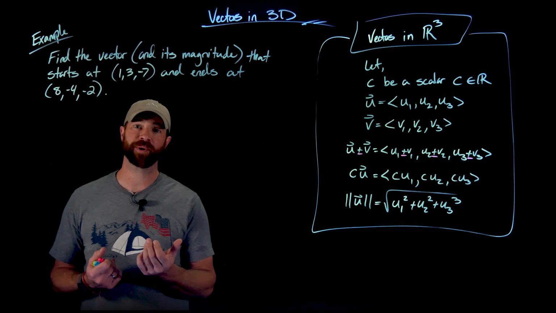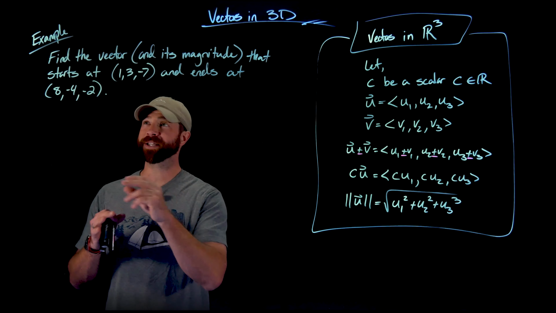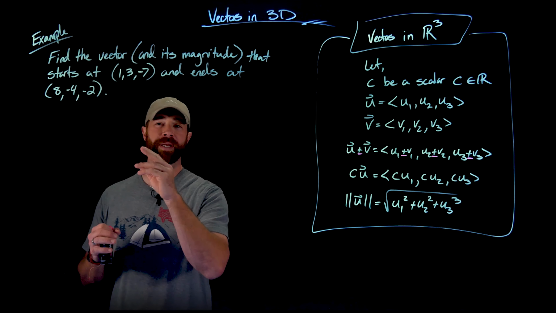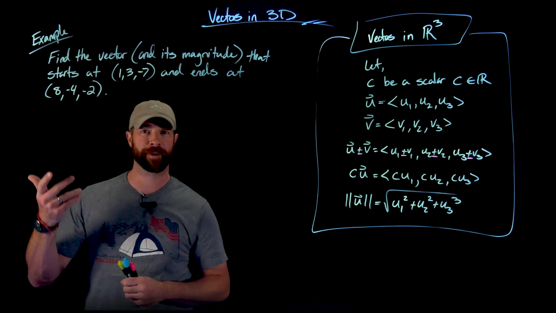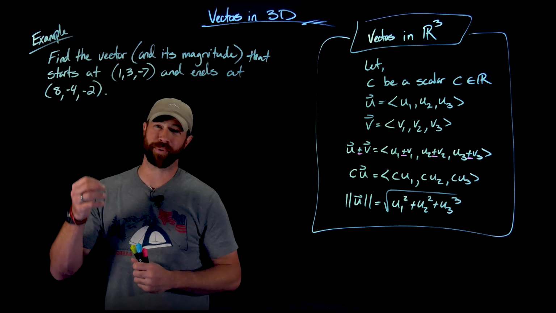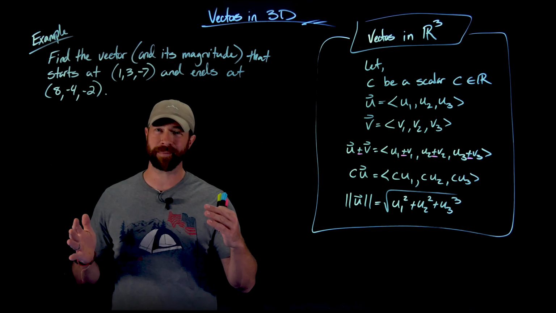All right, in this example right here, we're being asked to find the vector and find its magnitude for the vector that starts at (1, 3, -7) and ends at (8, -4, -2). It's actually important to point out that we really do need to know the starting point and the ending point, right?